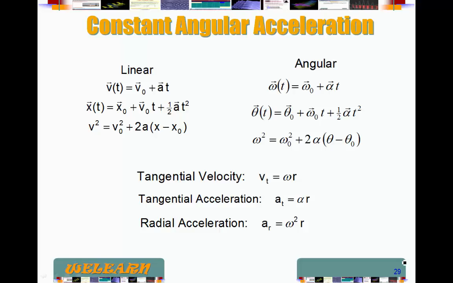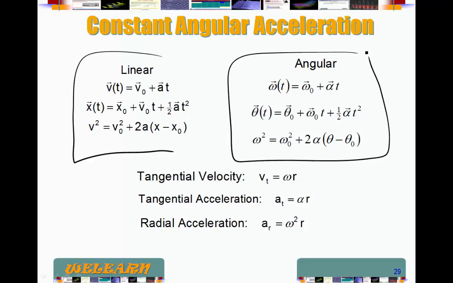Just as a wrap-up of the equations for rotational motion and linear motion, now for constant acceleration, we have the same equations. The only difference is that we are using different symbols. We are using Greek letters instead of regular letters. In this case, we use theta for displacement instead of x, omega for velocity instead of v, and alpha for acceleration instead of a.